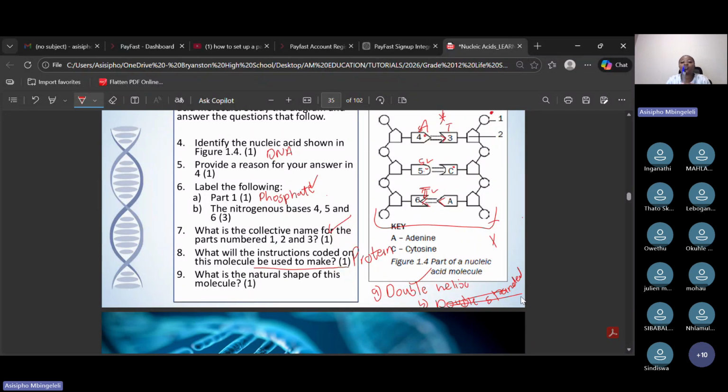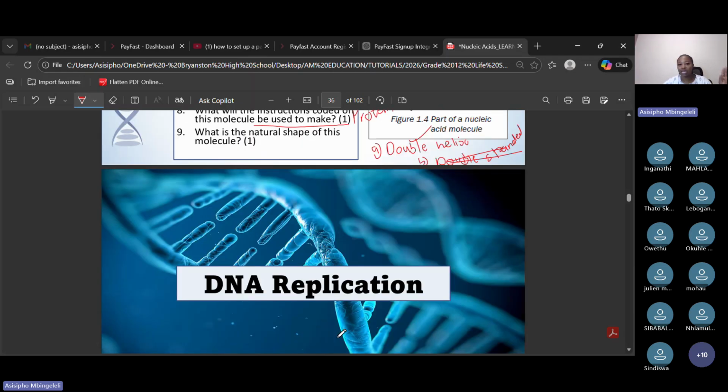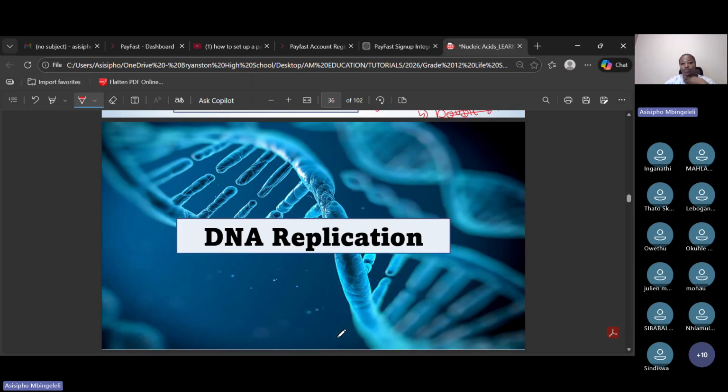What happens to these two strands? They actually twist. That is the natural shape. So yes, it's two strands that intertwine. So if we say double-stranded, you're not going to get a mark. You need to say the natural shape is a double helix shape. That is very important. We are addressing everything in this lesson so that we can get good marks.